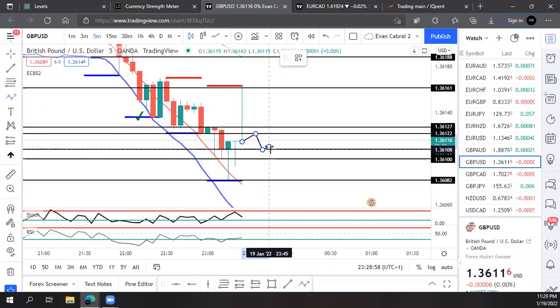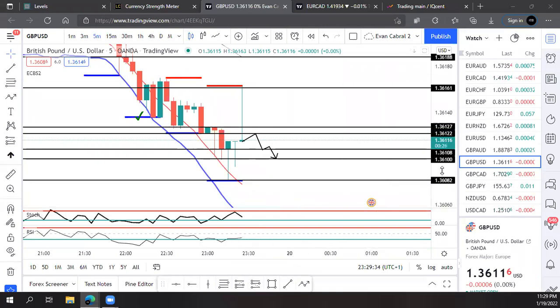So a possible area I'm looking for to actually sell is this resistance line. I have it as 122. I have another resistance line here, 127. So 122 to 127 are possible entries for GBP USD sell. Do you actually understand? That's how I'm getting my possible entries for GBP USD sell, right?